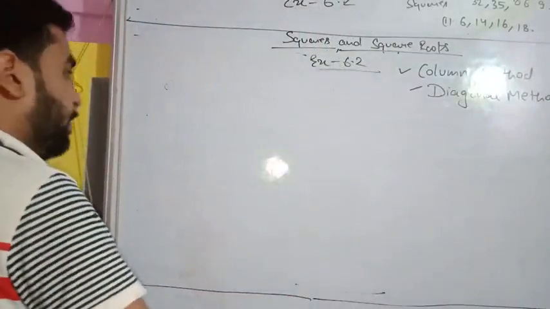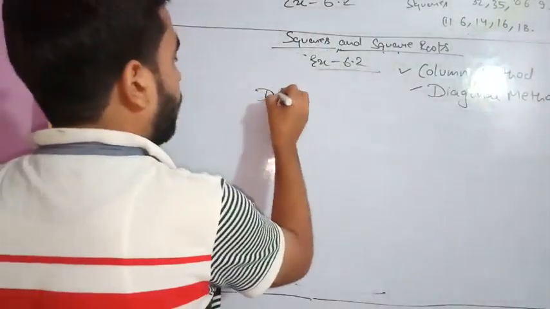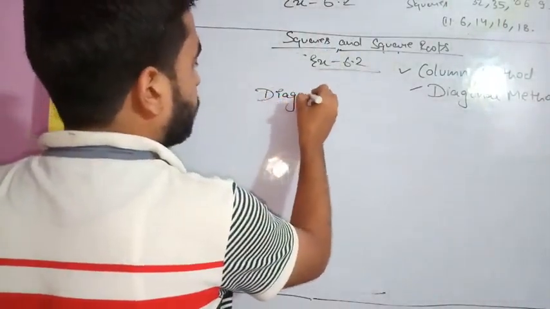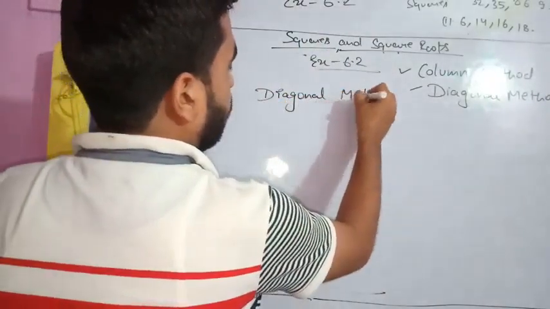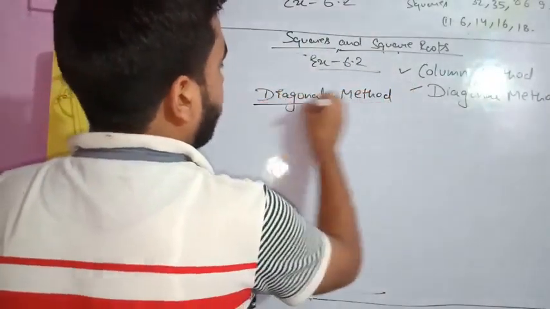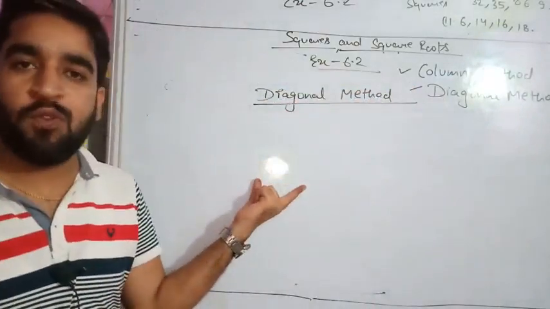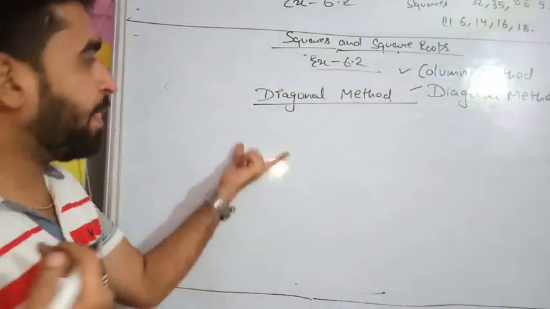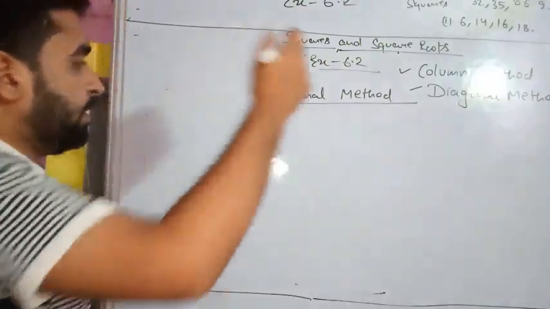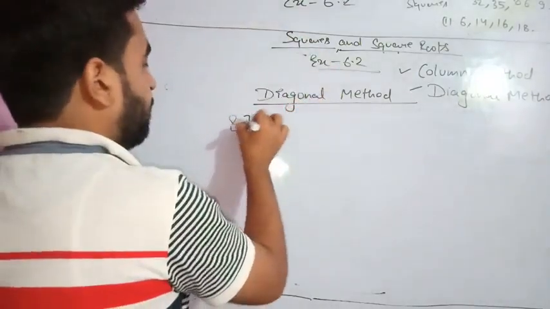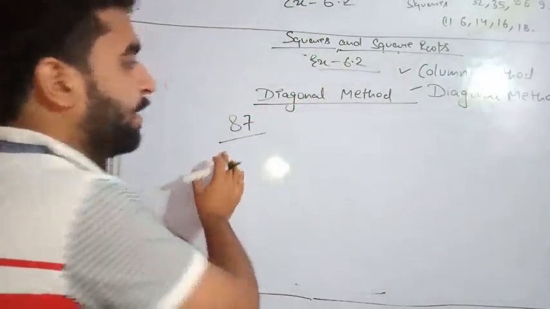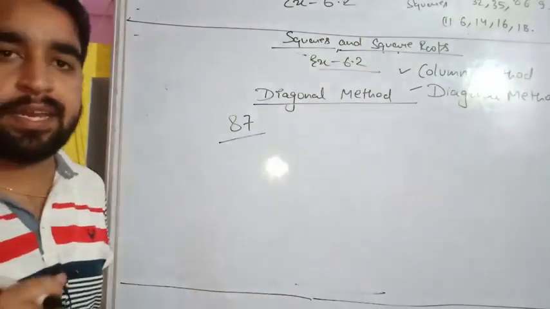Diagonal method. Right now we are going to solve it for 2-digit numbers only, and you may solve it for 3 digits as well, and that will be your homework. I will give you the questions. Don't worry about your homework, I will provide you the homework. So diagonal method, suppose the number is given, same number 87. We have to calculate its square by using diagonal method.